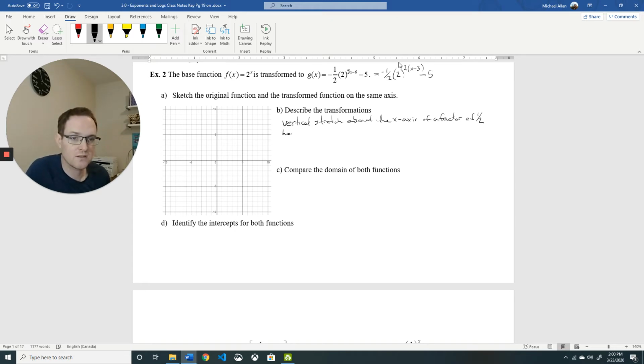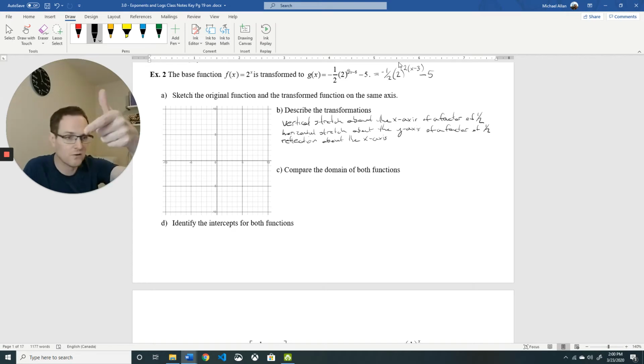So we have a horizontal stretch about the y-axis of a factor of 1/2. Then we're going to have a reflection, a vertical reflection, about the x-axis. You see that there's a negative in front of the half here, so that's the vertical part. So it's going to do a reflection over the x-axis.